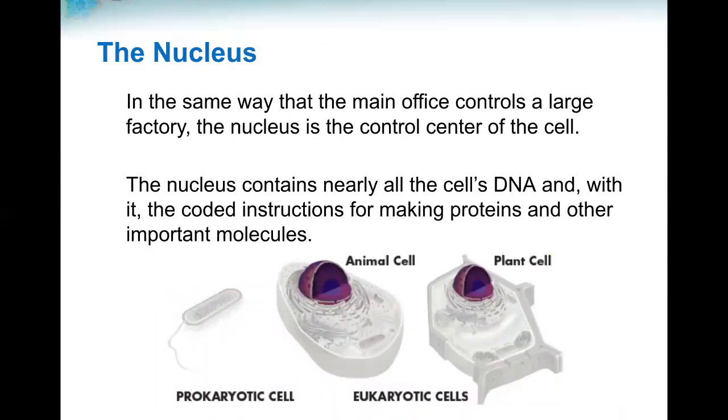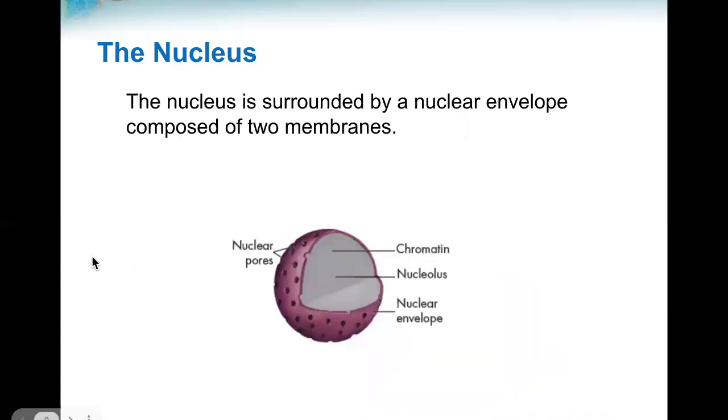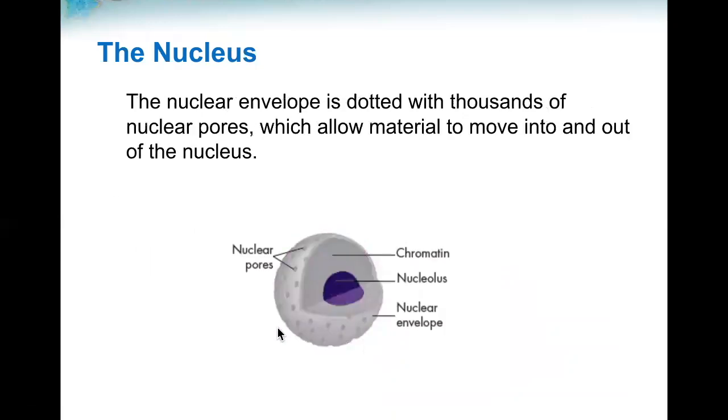In the same way that the main office controls a large factory, the nucleus is the control center of the cell. The nucleus contains nearly all the cell's DNA and with it, the coded instruction for making proteins and other important molecules. Nucleus here and here. The nucleus is surrounded by a nuclear envelope composed of two membranes. The nuclear envelope is dotted with thousands of nuclear pores, which allow material to move into and out of the nucleus.